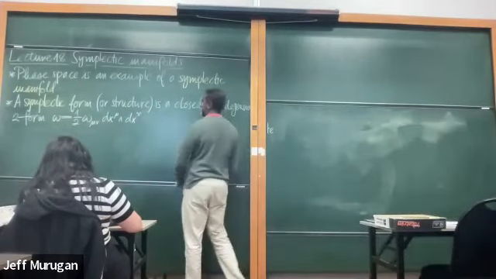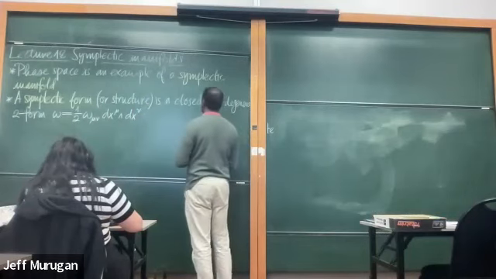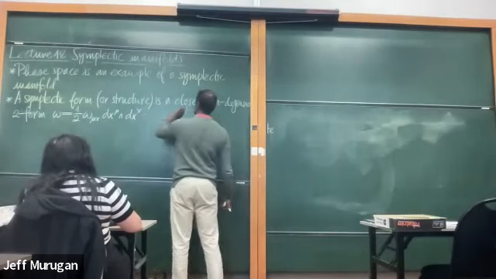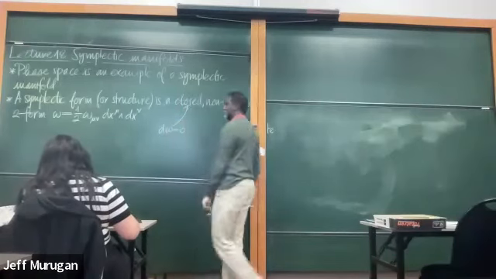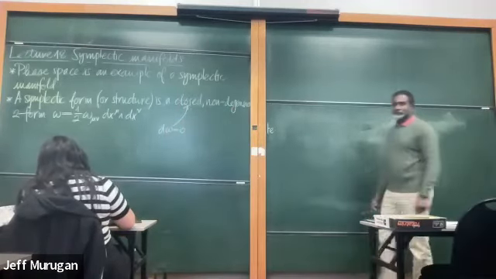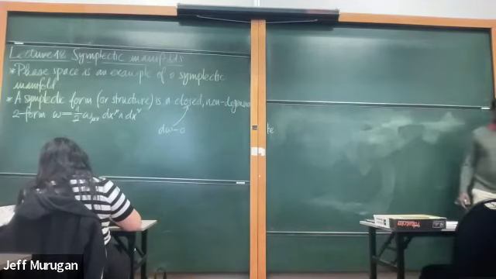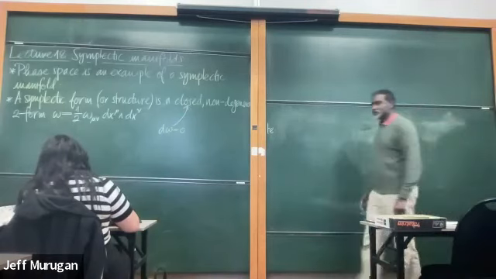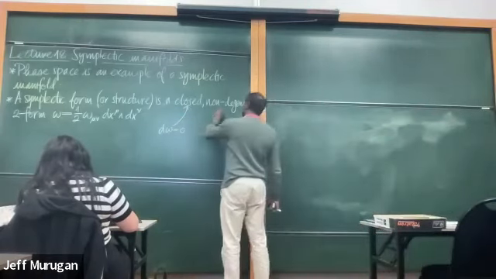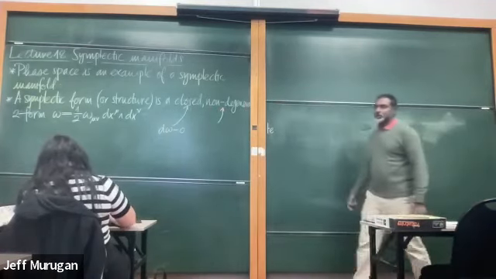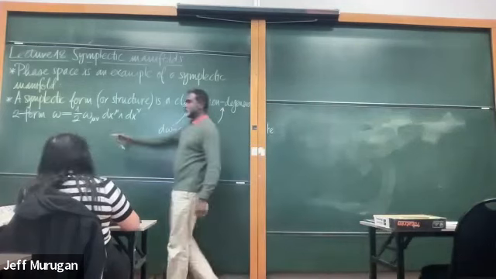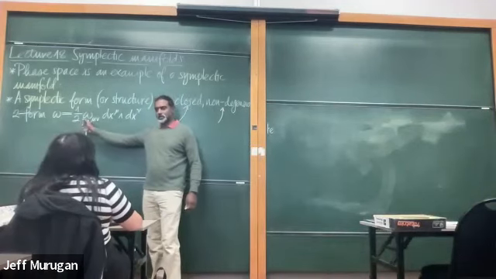That's it. So closed here means that d omega equals 0. Take the exterior derivative of the form, that is a closed form, then that exterior derivative will vanish. Non-degenerate here means the same as you would expect non-degenerate to mean in the matrix sense. I have a matrix of coefficients here, omega mu nu. And a non-degenerate two-form means that this matrix must be non-degenerate.